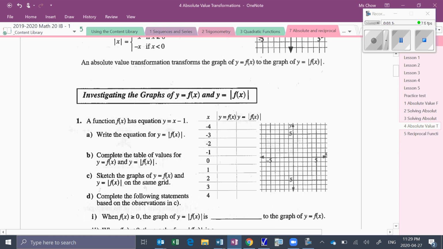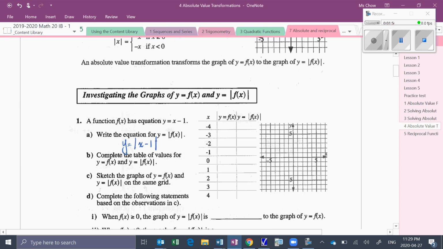I think the toughest thing with this particular section, if anything, is just getting our heads around some of the notation or the terminology of f of x, because you are so much more used to just y equals, or our equation notation. So we've got a function f of x with the equation y equals x minus 1. So write the equation for y equals the absolute value of f of x. So we're just simply looking at y is equal to the absolute value of x minus 1.